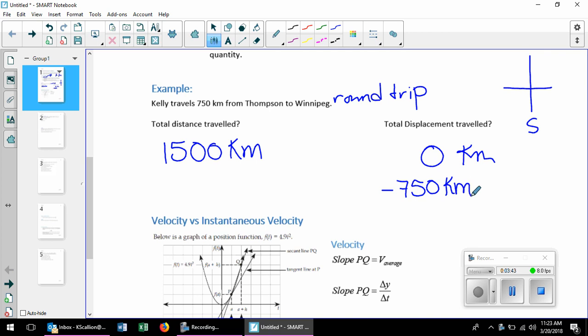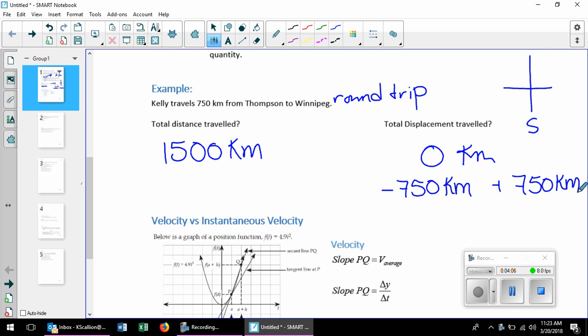Negative 750 kilometers south plus 750 kilometers north. Add those two things together and I've gone nowhere. If I have a round trip to Thompson, I started in Thompson, I ended in Thompson. What's my displacement? 0. Right? I ended where I started.